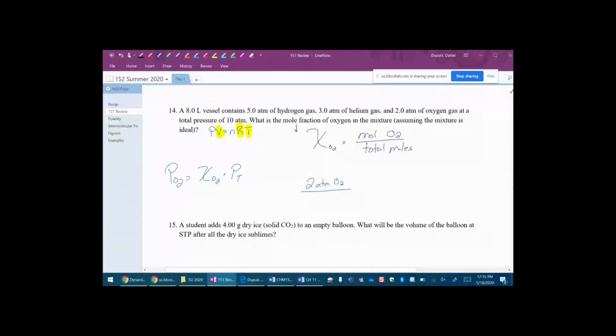All over 5 plus 3 plus 2 over 10 atmospheres, which would be 0.2. Now, could we find the number of moles? Probably not. So we have to do it that way. We have to do pressure is proportional to moles for that. That's fun. There we go. All right.